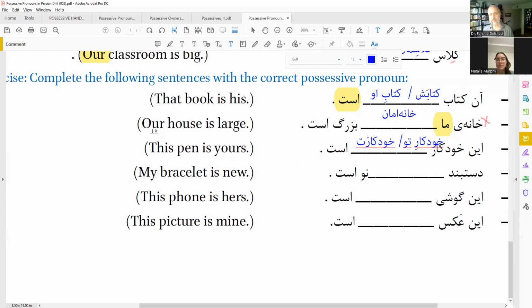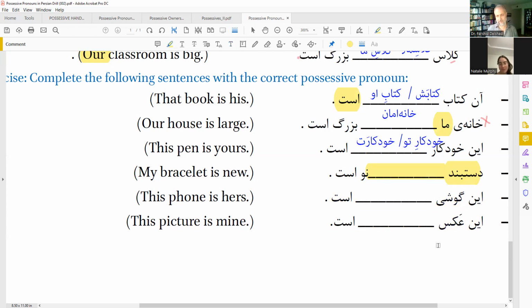And the next one is just that I came up with three new words here. One of them is dastband, which is the bracelet because it has the dast, which is hand, and band is the bond or binding something. So it's the dastband. The next one is gushi, comes from the word gush, which means ear, and gushi is a portable phone. And axe is the picture.